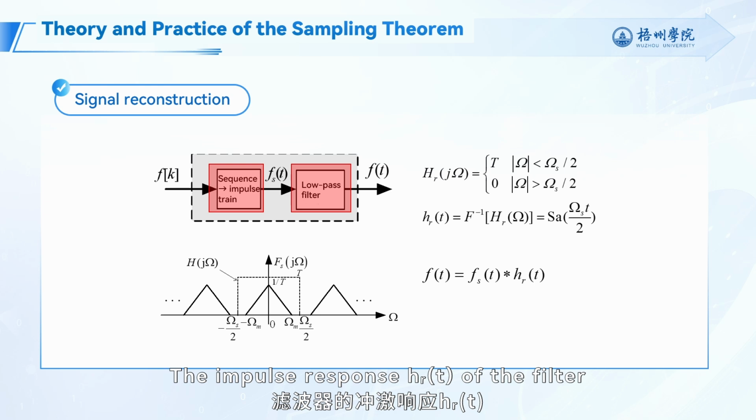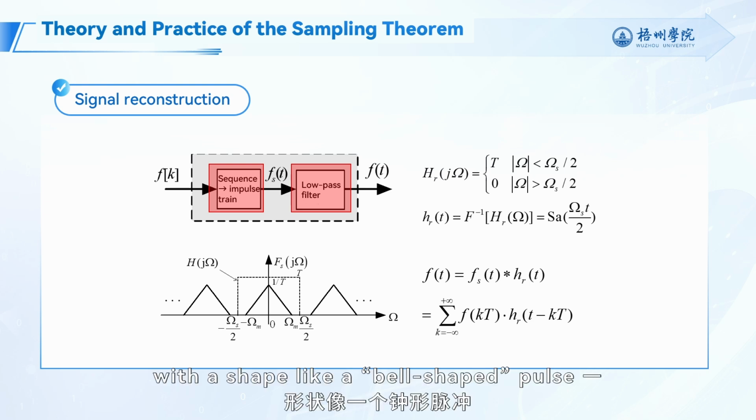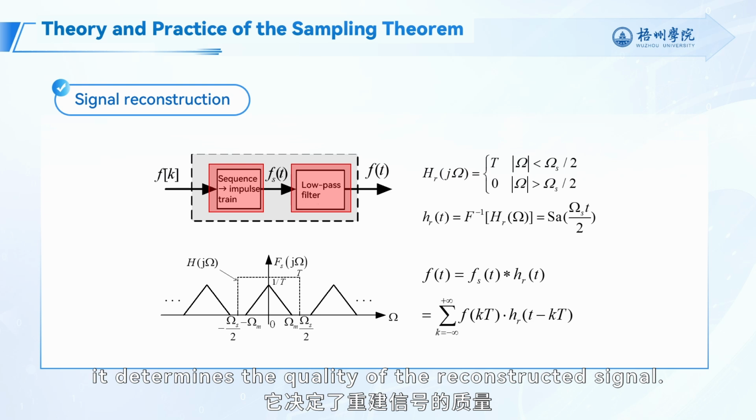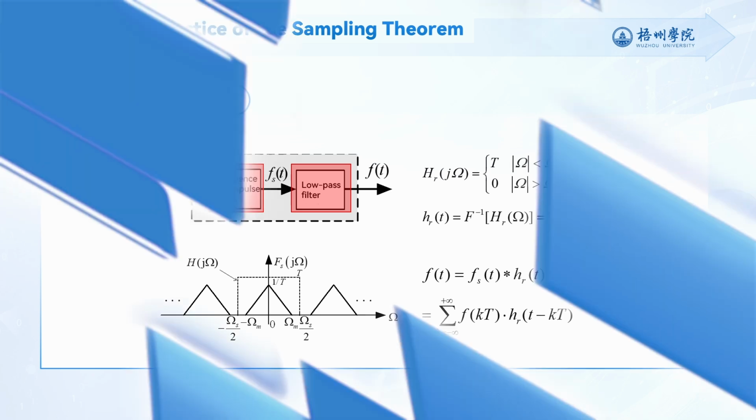The impulse response hr of t of the filter is a sampling function, as in Formula 1. With a shape like a bell-shaped pulse, it determines the quality of the reconstructed signal. If the filter is well designed, the reconstructed signal can closely match the original signal.